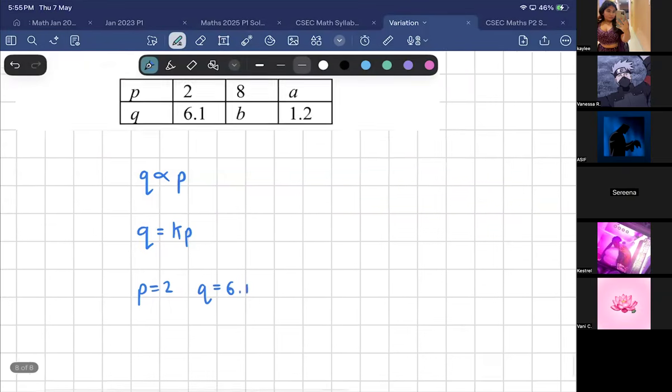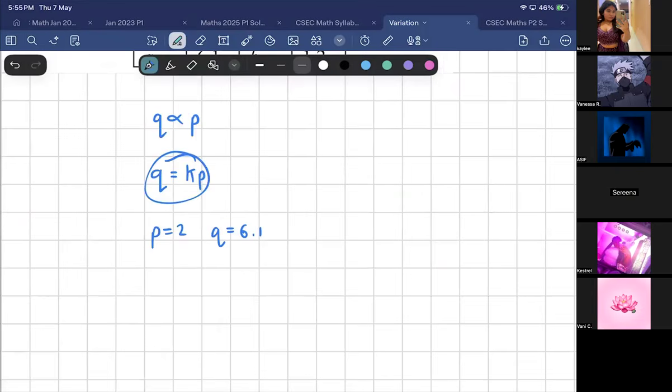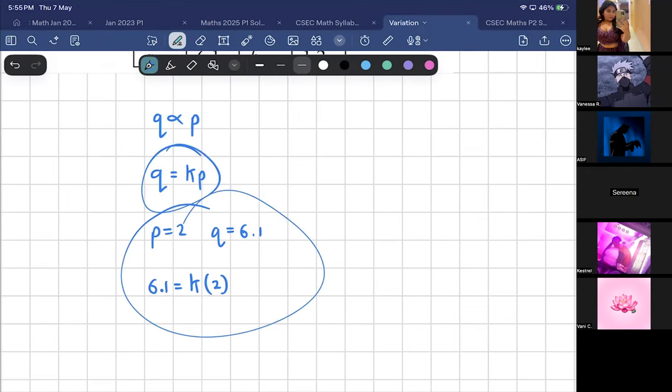6.1. Right. And I'll plug that information into this to find what? K. Yeah, so Q is 6.1. P is what? All right, what do we do next? Well, finding K.